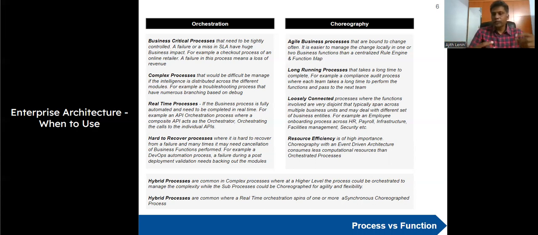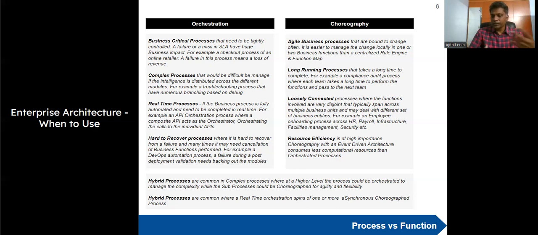A typical scenario would be when we go for a hierarchy, right? So the top level could be an orchestrated process. When we go into sub-processes, those sub-processes could be choreographed, right? So that's a typical scenario. Another hybrid is where a lot of the time we have real-time processes that spin off asynchronous processes, right? So in those scenarios, it becomes hybrid. The top layer, the real-time component process, becomes orchestrated, whereas the sub-process, which is asynchronous, can be choreographed, right? So we looked at the types of processes, orchestration versus choreography.